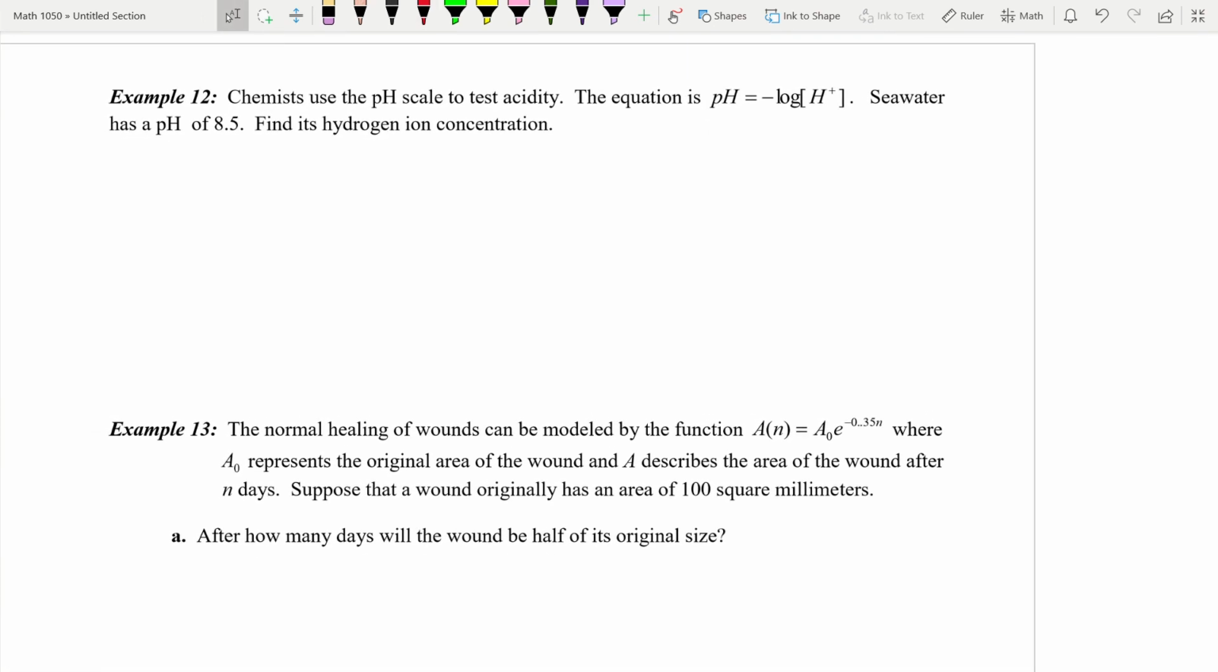Okay. Chemists use the pH scale to test acidity. I'm sure you guys have done this in your science class, okay?